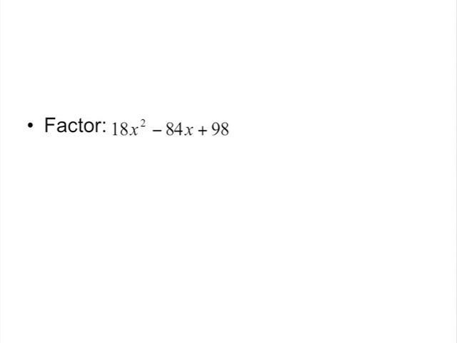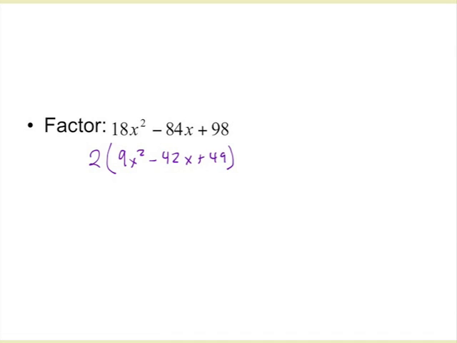What do you notice about all 3 of these numbers? They all divide by 2. So the very first thing that we would want to do is divide everything by a 2. Now we can check and see if what is left inside of there is a special form. What would be the square root of 9x squared? 3x. Square root of 49?